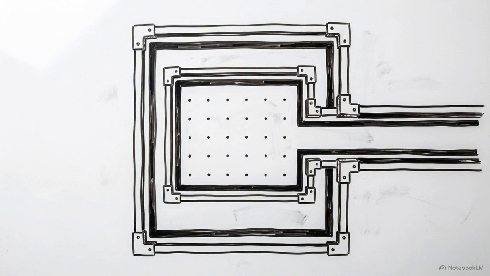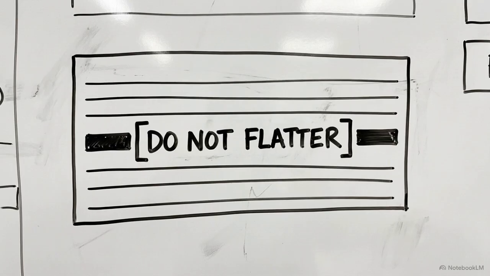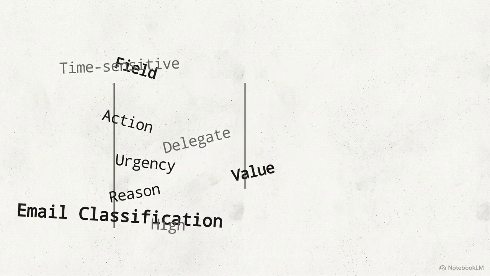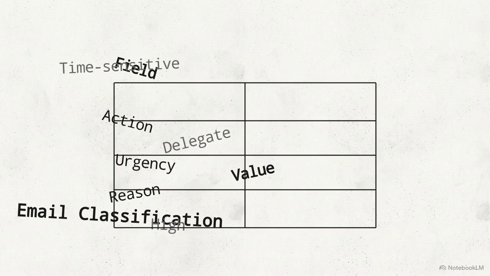The most effective way to start is by building guardrails. By explicitly stating what not to do, like giving a strict "do not flatter" command, you strip away useless data and force a concise output. For precision, we use few-shot prompting. Providing real-world examples locks the AI into a strict formatting pattern.